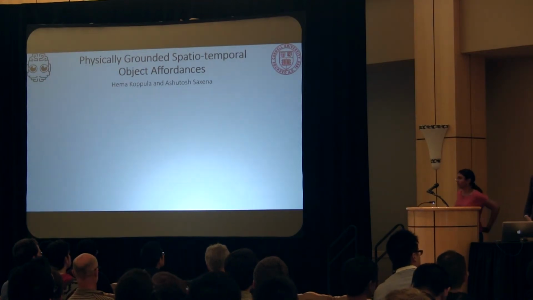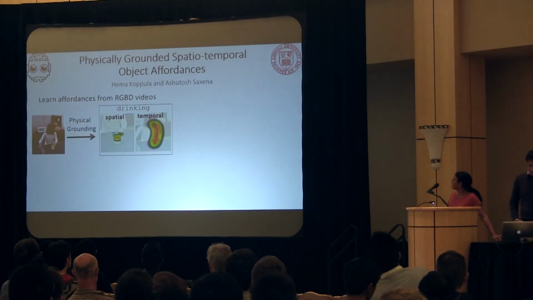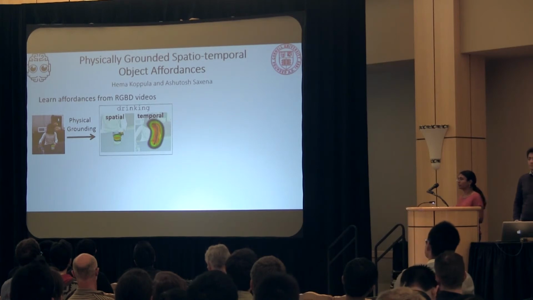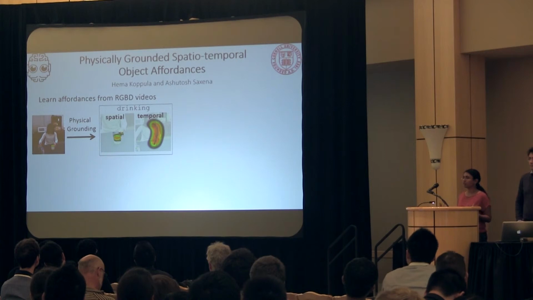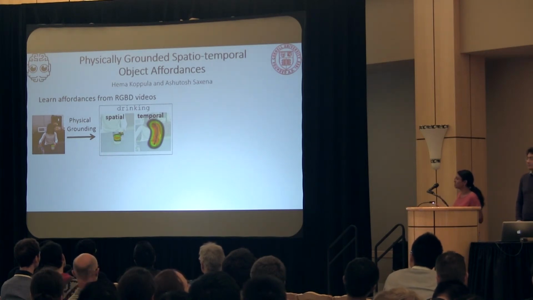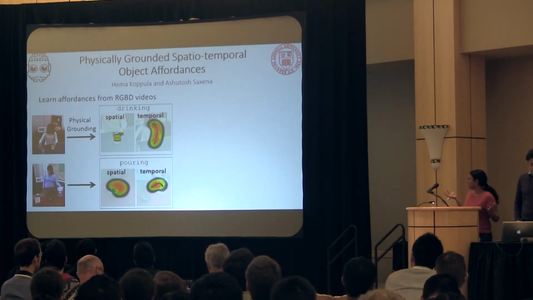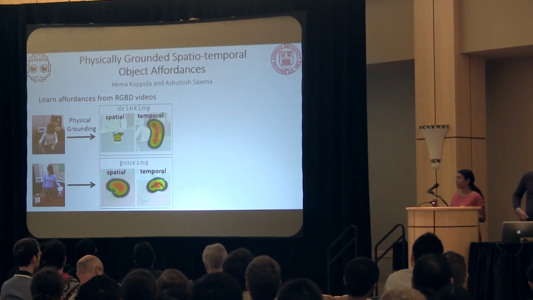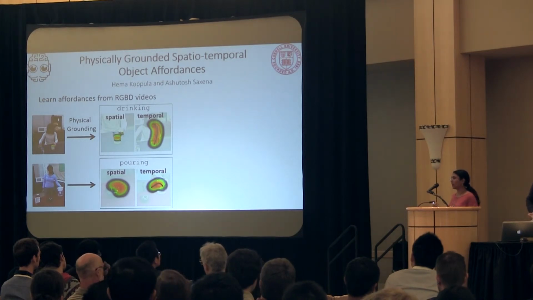Hi, I'm Hema Koppula from Cornell, and this is my work on physically grounded spatiotemporal object affordances. By physically grounded affordances, we mean, for example, given this activity of drinking, what interactions can we do with the object? For example, the spatial interaction of holding the object and the temporal interaction of how the object is moved. Another example of such representation is for pouring, the physical grounding includes how we can move the pitcher to pour, specifically where in the environment we need to move it and how we can move it.